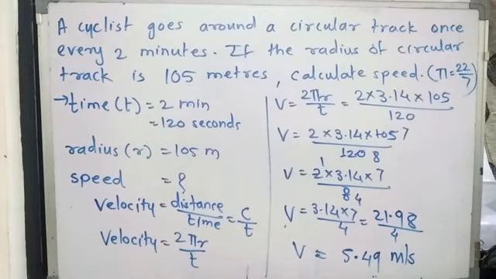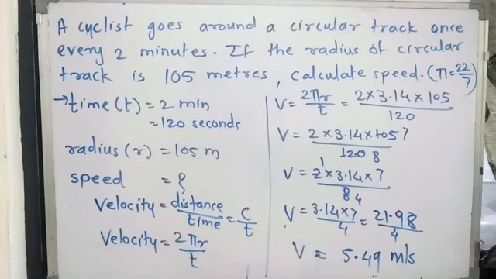Radius is given 105 meter and we are asked to calculate speed. So we have to use the formula of the velocity. Velocity is equal to distance upon time. As the cyclist is moving on the circular path, we have to take the circumference of the circle. So velocity is equal to c by t.